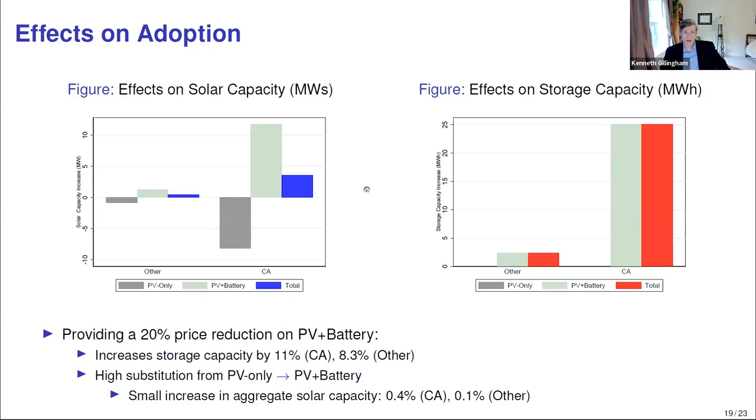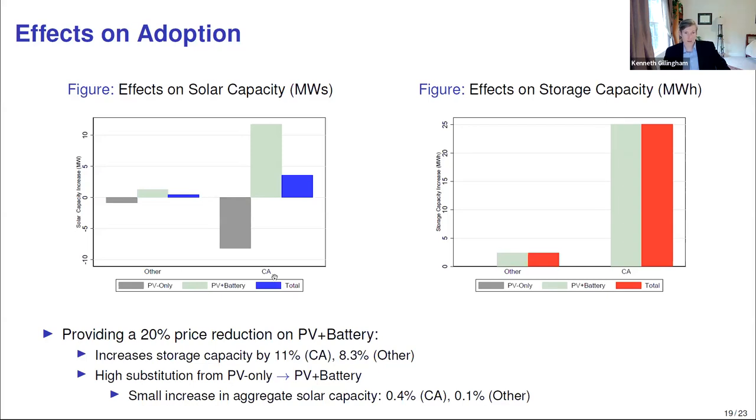So here are the effects on adoption. Let's start on the left-hand side. On the left-hand side, we have all other states and California. And we have the effects on solar capacity in megawatts. So we have PV only, PV and battery, and in total. And this shows the solar capacity increase in megawatts of capacity.